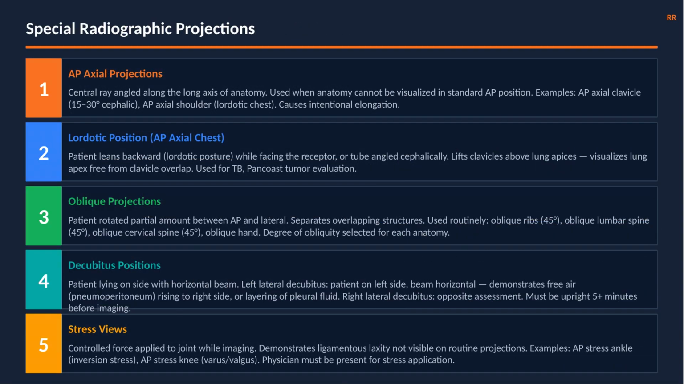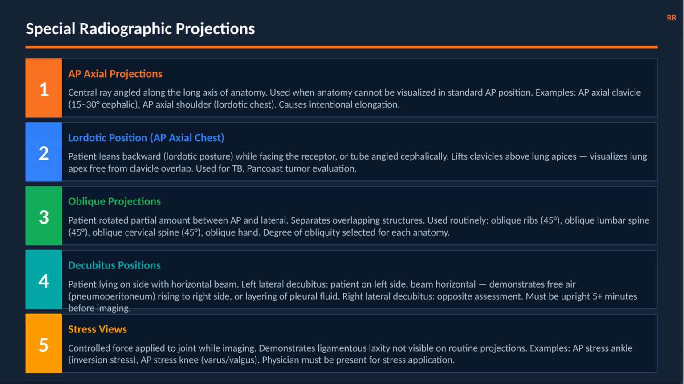5 special projections with clinical applications. AP axial projections. The central ray is angled along the long axis of the anatomy. Used when standard AP positioning cannot visualize a structure adequately. Examples: AP axial clavicle with 15 to 30 degree cephalic angle. Intentional elongation results.